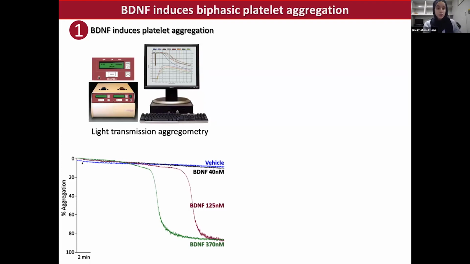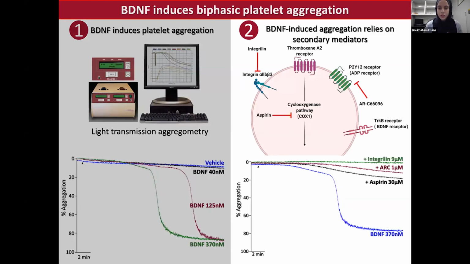Since BDNF seems to be showing a biphasic curve, we wanted to check if BDNF relies on secondary mediators. So in the next slide, we checked by blocking 3 main mediator pathways. The first one is alpha-2 beta-3 integrin, which we blocked using integrilin. The second one is the COX-1 pathway, which we blocked using aspirin.